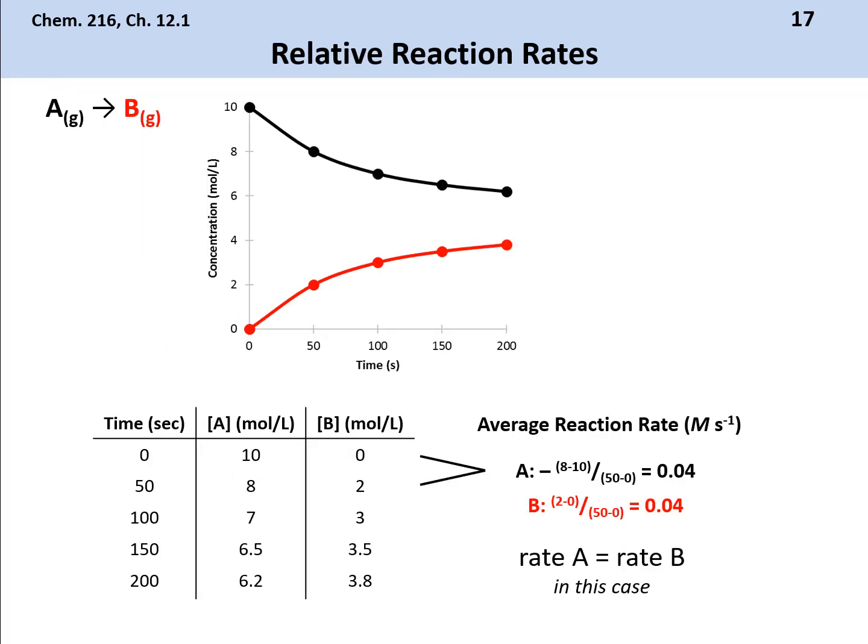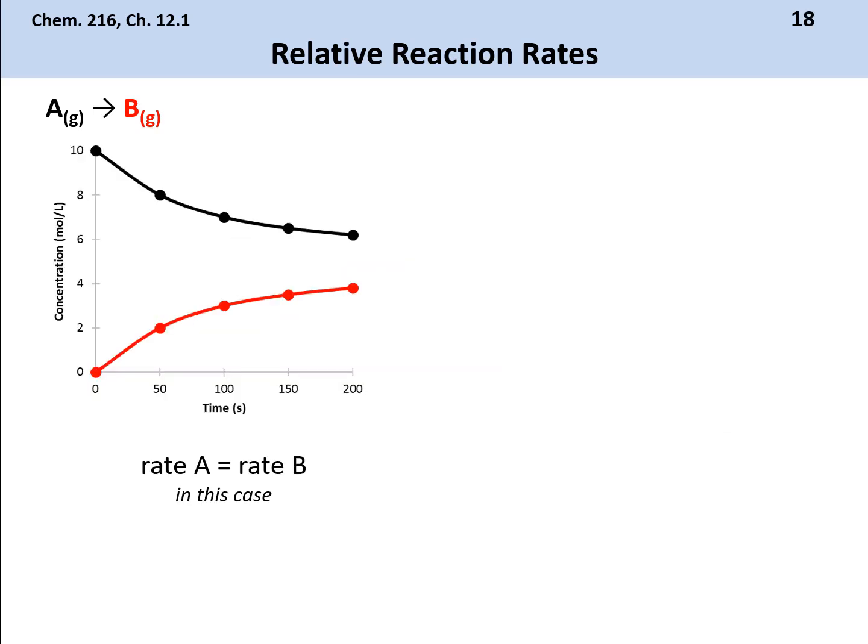Okay, so let's look at reaction rates and compare them for my compound A and for my compound B. In the same way I found the reaction rate for A, and remember I have to use a negative sign because it's a reactant, I could find the reaction rate for B. And in this case, they end up being the same. Rate A equals rate B. This isn't always the case.